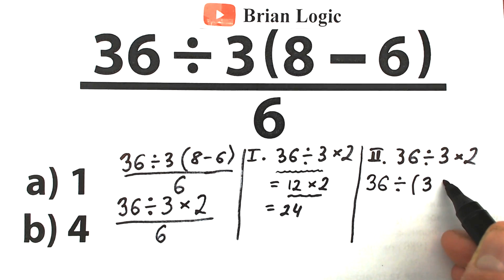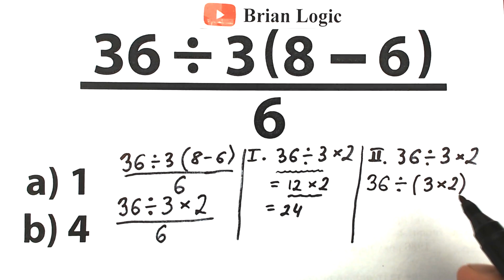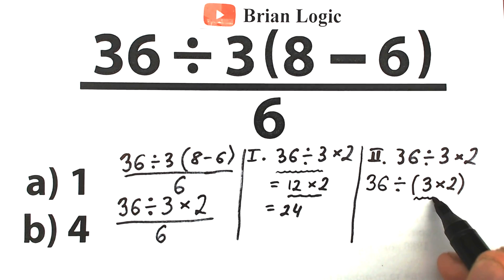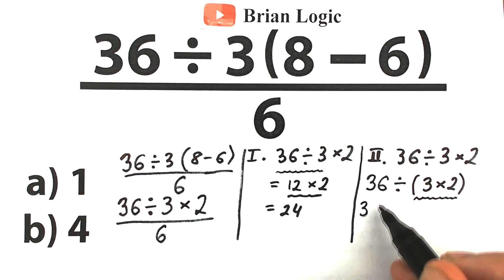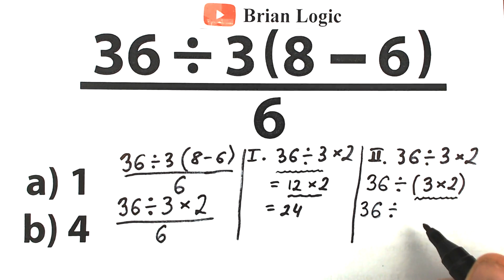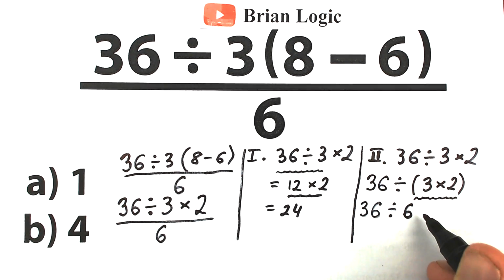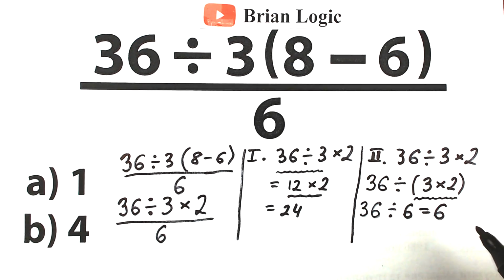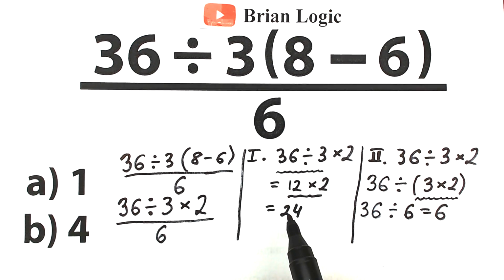So 3 times 2. And right now we know the order of operations, so every time parentheses is a first step, and we should divide 36 by this product. 3 times 2 is equal to 6. So we have 36 divided by 6, equal to 6. As you can see, a completely different numerator. Right here we have 24, right here we have 6. But what is the correct approach?